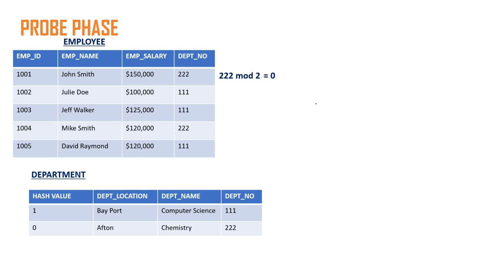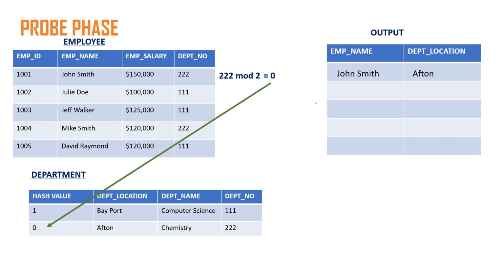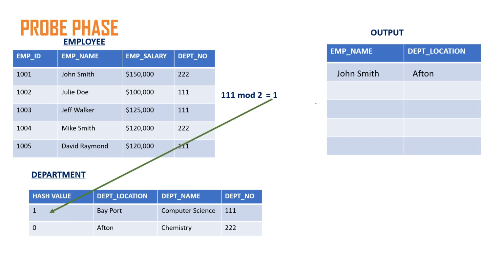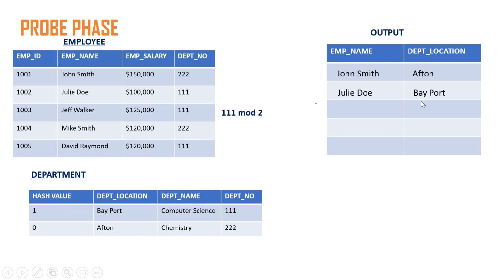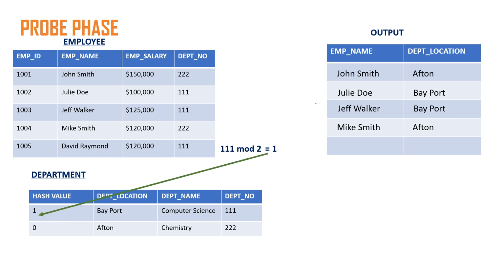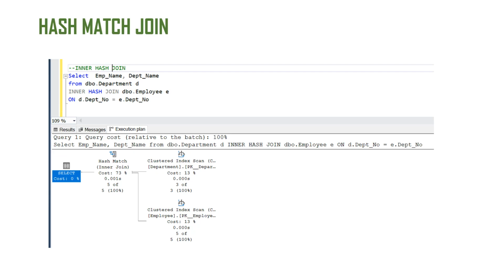So here we go. 222 mod 2 is 0. Does it exist? Yes, it does. So in our output, we get John Smith, and the department location is Afton. And then we go to the next row. 111 mod 2 equals 1. So the hash value equals this particular row. So we're going to get Julie Doe with the department location Bayport. Then it goes to the next row. 111 mod 2 equals 1. Yes, it does, and then it goes to the output table. And it goes to the next row, and in the same way it happens for the next two rows. So this is how the hash match join works.